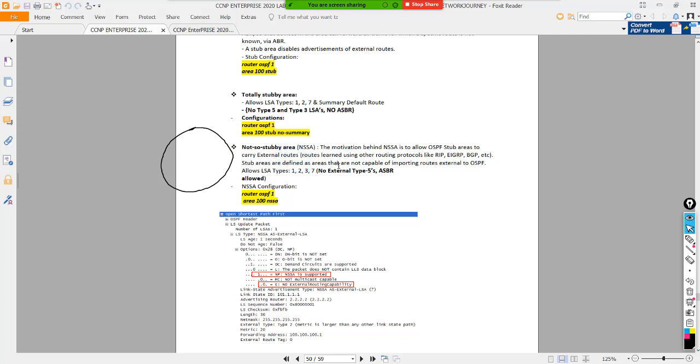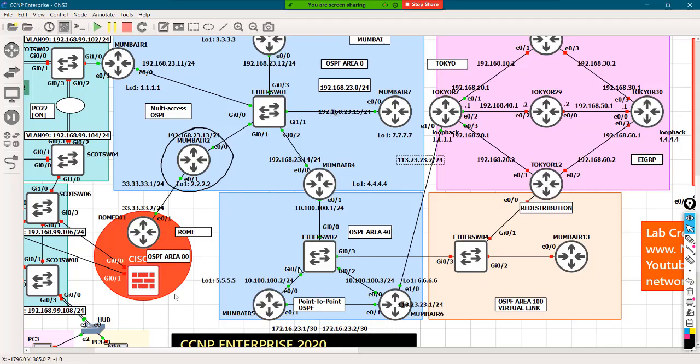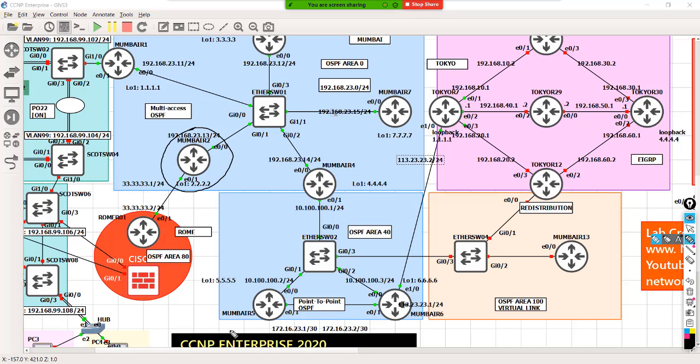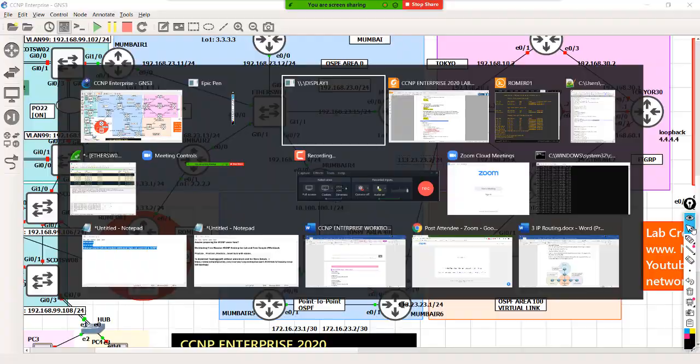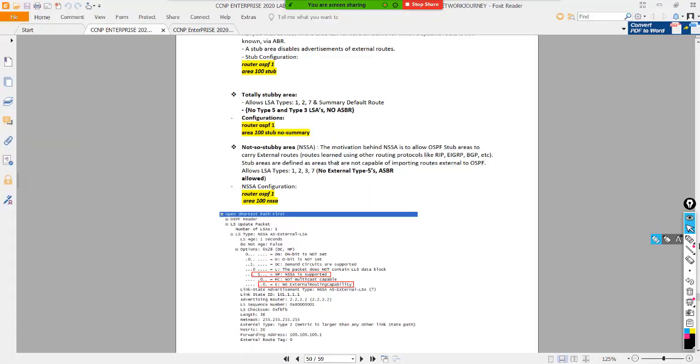So it looks like I need to have one more area, then I can show the behavior of NSSA. I'll configure this as stub, and then I'll configure this as not so stubby area. So maybe I'll do this in the next lab. So NSSA I'll show in the next lab. I'll show the remaining things now. That is totally stub area.